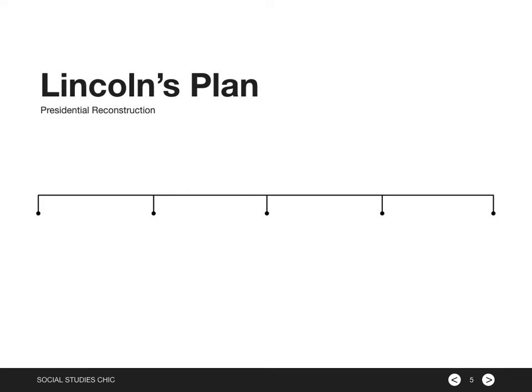Lincoln's plan. Number 1. Amnesty. Full pardon or amnesty for all Southerners except high-ranking Confederate officials. Number 2. Readmission. 10% of people who voted in 1860 pledged loyalty to the United States, and former Confederate states support emancipation. This is what Lincoln required. And lastly, slavery question. Limited suffrage for former slaves.